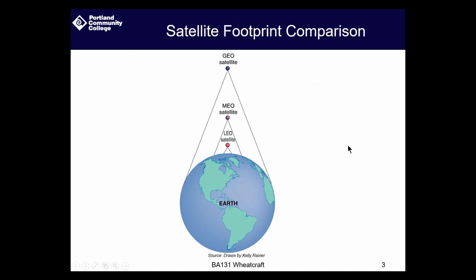And here's a slide that shows basically when you have the low Earth orbit satellite, it's down here, and you can see it covers a much smaller area than the satellites that are at a farther distance away. Of course, the challenge is the farther the satellite is away from the Earth, the longer it takes the signal to get up to the satellite and then to come back down, and that introduces latency and delay.